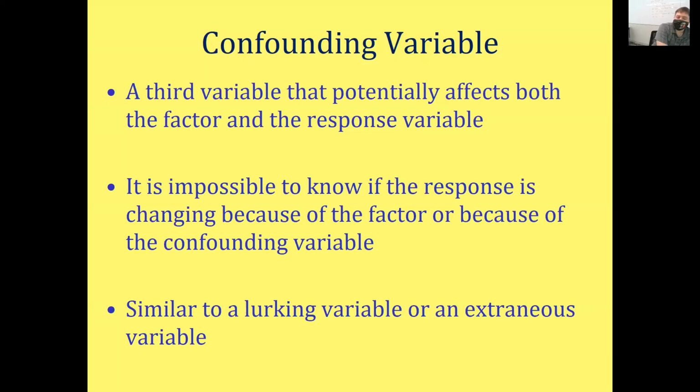Second bullet point, similar to a lurking variable or extraneous variable. So basically all three of those names are interchangeable. Lurking, extraneous, confounding, all mean pretty much the same thing. It's something that is causing your results to be the way they are, and you did not consider it, or you don't know that.